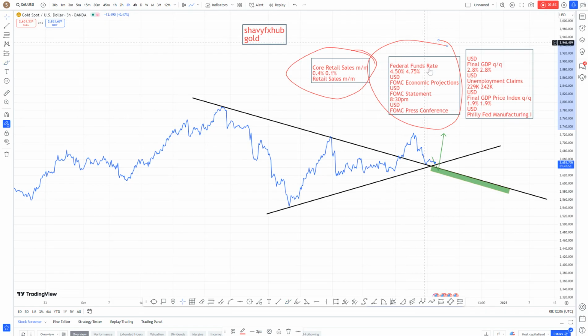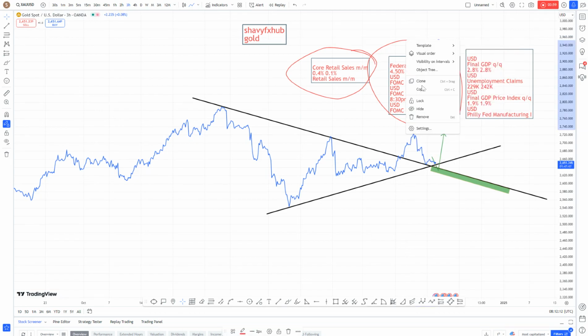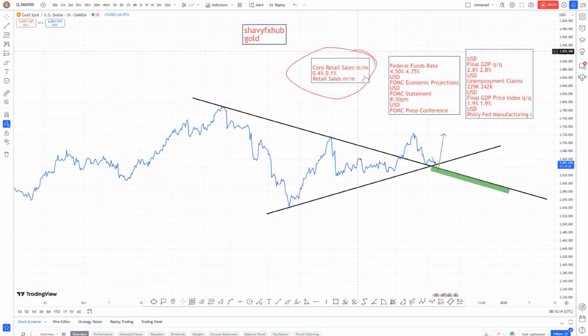So we'll discuss that, and on Thursday we'll have the final GDP, and we also look at it after extensive in-depth research into what GDP is going to do. We will look at GDP data, unemployment claims and the final GDP price index. And we will also look at what the Philly Fed manufacturing index will bring to our table.